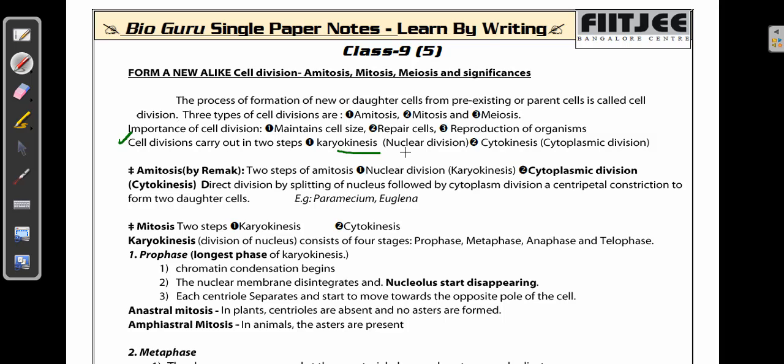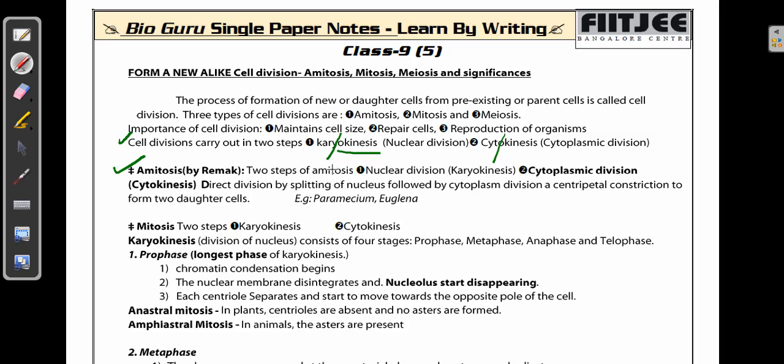One is the karyokinesis, the nuclear division. Remember, the prefix karyo refers to the nucleus. And next you can see the cytokinesis. The prefix cyto refers to the cell, or sometimes the cytoplasm, and kinesis means division, so the cytoplasmic division.